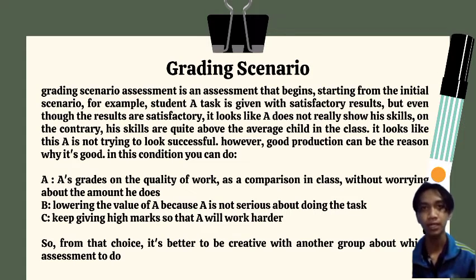On the contrary, his skills are quite above the average child in the class. So it looks like that this student A is not trying to look successful. However, good production can be a reason why it is good. So in this condition, you can do the A. The A scenario is A's grade on the quality of work as a comparison in class without worrying about the amount of what he does.